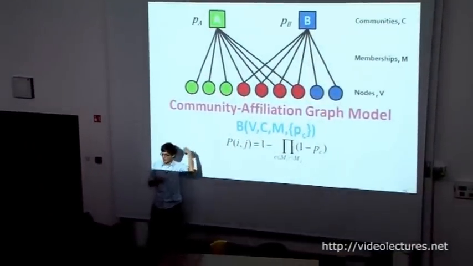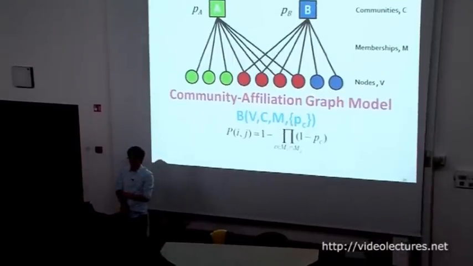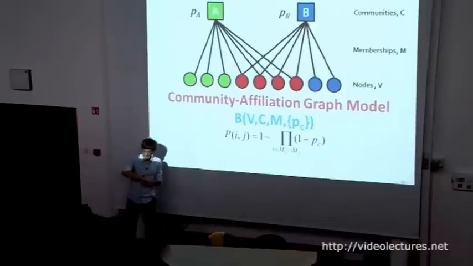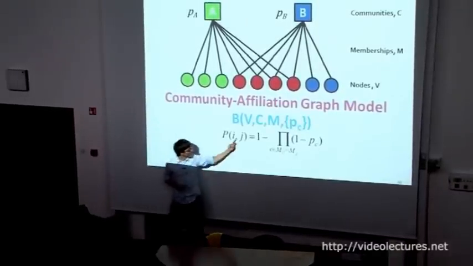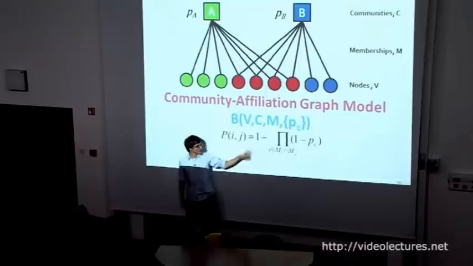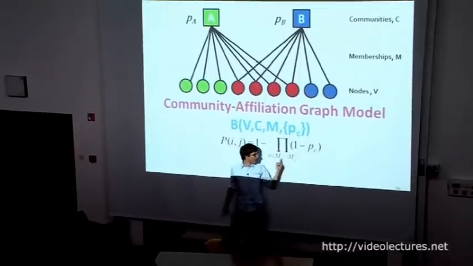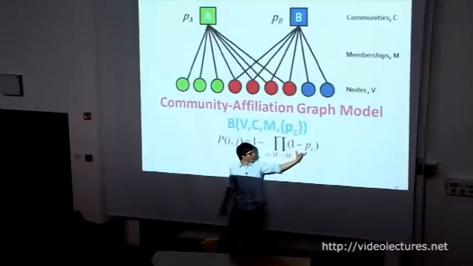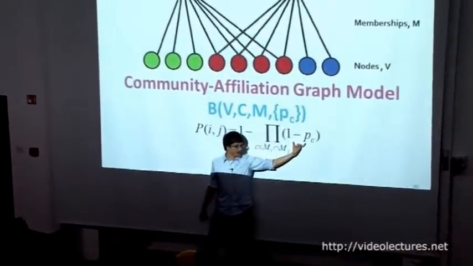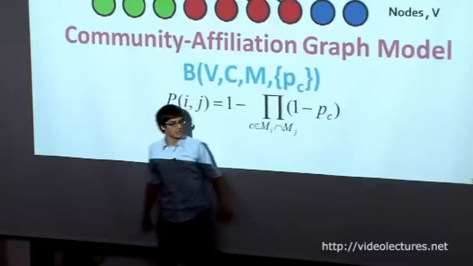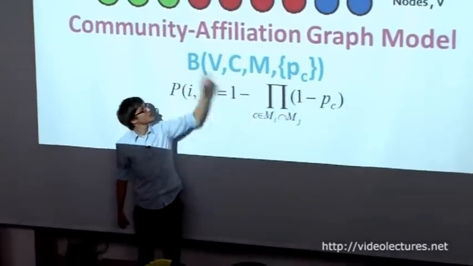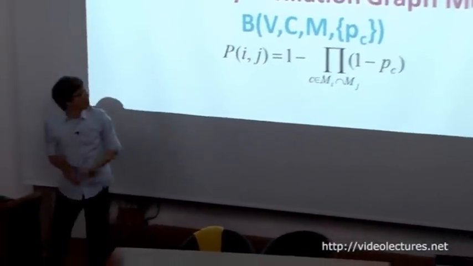So it very naturally models the plot that I showed you before, that there are more edges if we share more communities, right? So here's the formula. The probability of an edge is simply: I go over all the communities we have in common, and this is the probability that none of these coin flips succeeds. If at least one of them succeeds, we create an edge between my nodes of the social network.